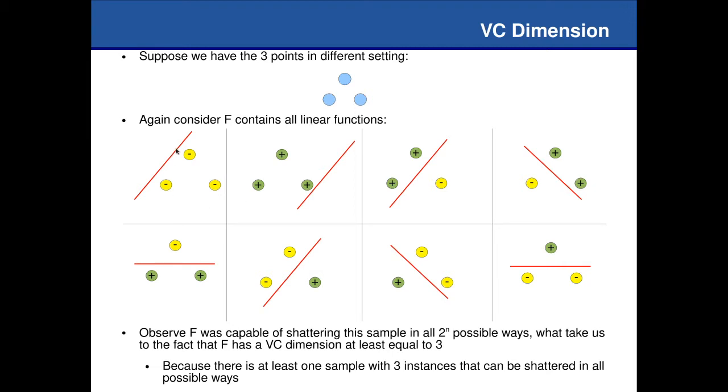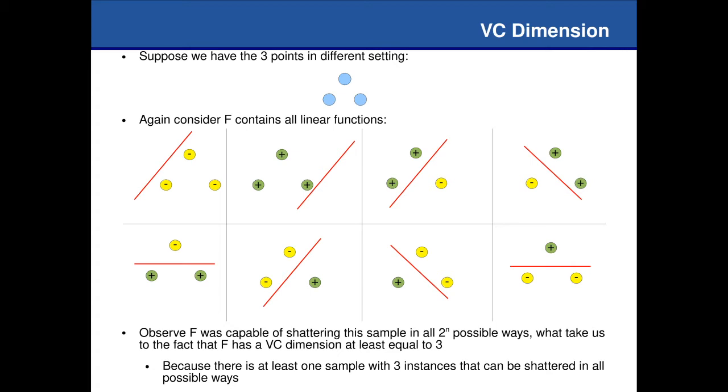If I can use a single hyperplane and come up with 8 possibilities, I can shatter, I can divide this sample in every possible way. So my Vapnik-Chervonenkis dimension for a plane with 3 points in general position is at least equal to 3, meaning that a 3-sized sample can be shattered or classified in all possible ways.